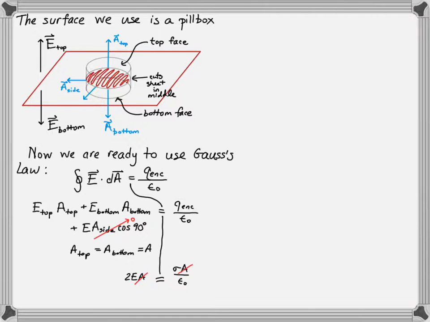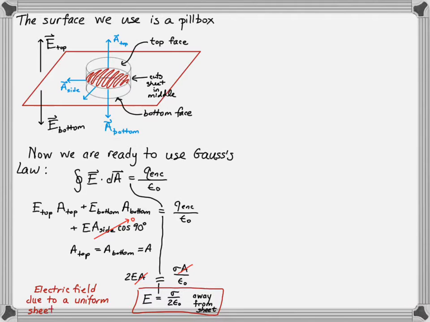I can cancel off an A on both sides, and I'm left with the fact that the electric field equals sigma over 2 epsilon naught away from the sheet. That is the electric field due to a uniform sheet of charge.